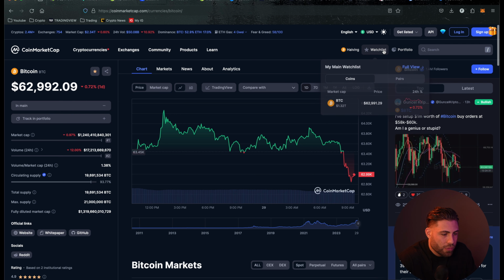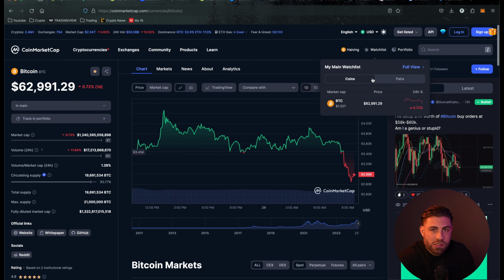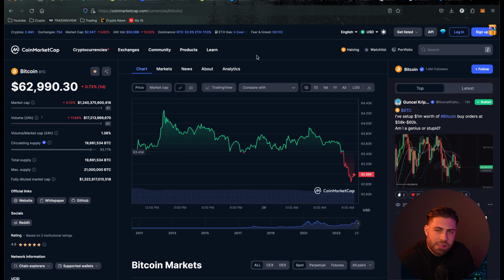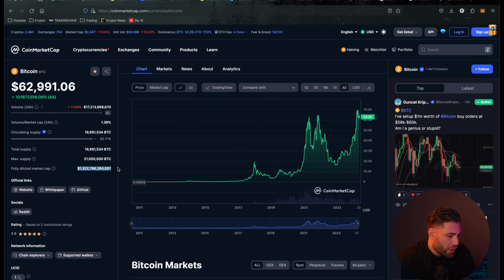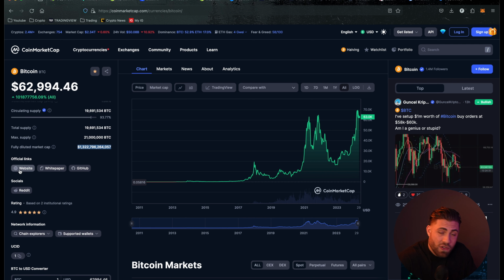Now it gets added to my watch list, and I can create different watch lists with different names, AI, gaming, and same as CoinGecko, you can look at the all-time performance of the coin, total supply, fully diluted market cap. You can see the official links here. This is the most important thing when you use CoinGecko and CoinMarketCap, is you get access to the official links.